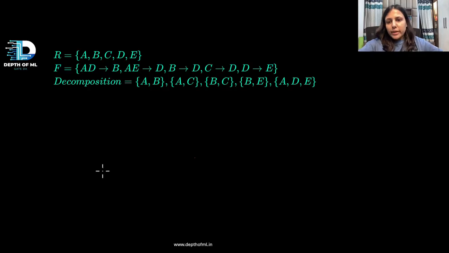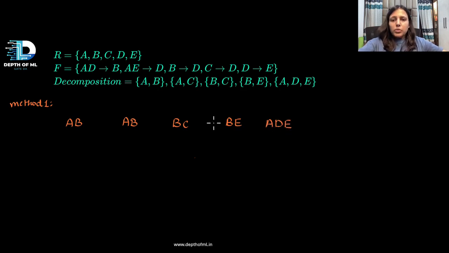Okay, so let's do this using the first method that we have seen, which is successive joining, or successive combining of the decomposed relations. So we have method 1. Here you have the original relation A, B, C, D, E, and you have these functional dependencies. The decomposition has been done into 5 different tables: AB, AC, BC, BE, and ADE.